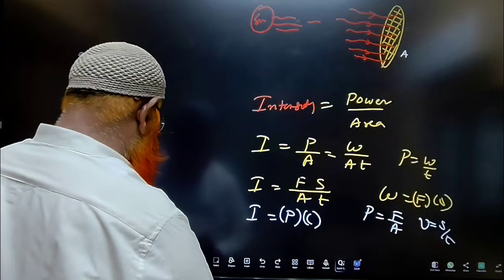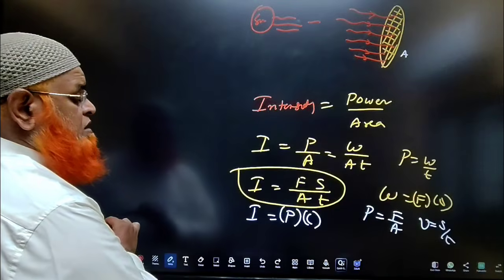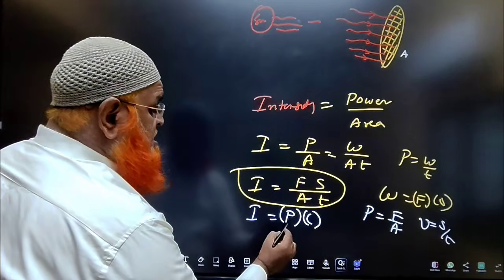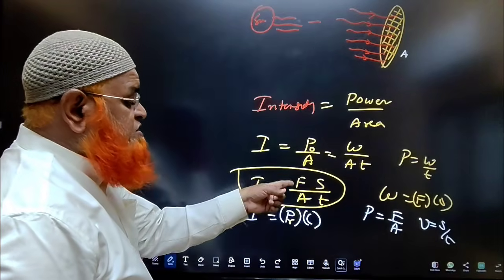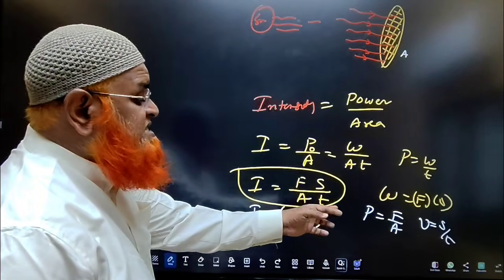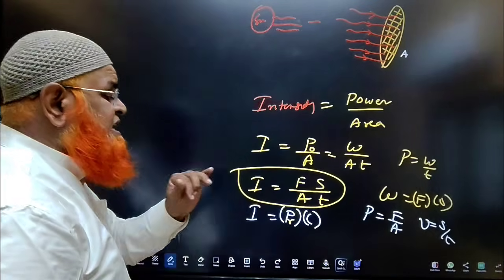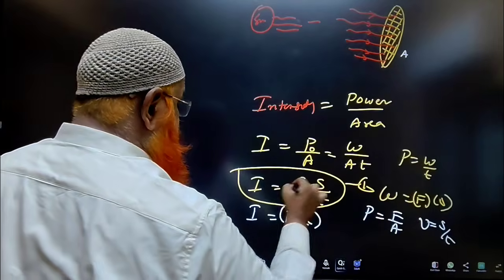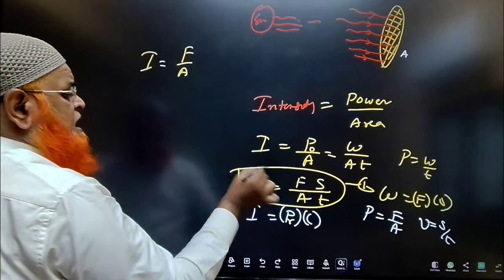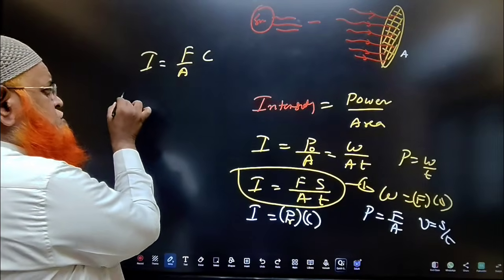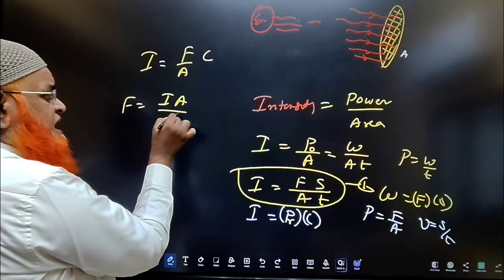If you want to find out what is the force acting here, how do you find out? See, what is this? Pressure, not power. Power is given with P O, pressure is given with P R. Pressure means force by area into S by T, which is nothing but velocity. But we are talking about light, and the velocity of light is given with C. So now one more formula will generate from this formula. Intensity means force by area, and S by T is nothing but C. So what is the formula for force? Force is nothing but I A by C.